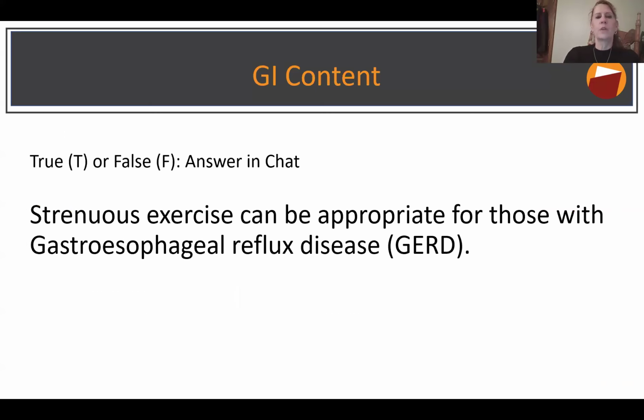All right, so strenuous exercise can be appropriate for those with GERD. True or false?